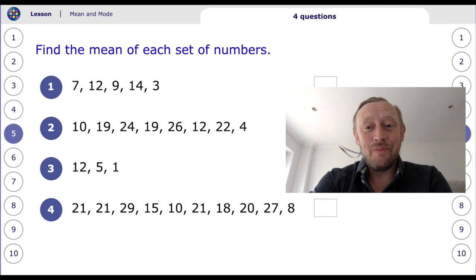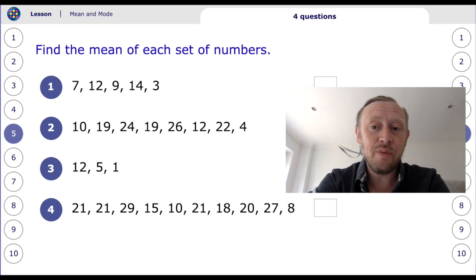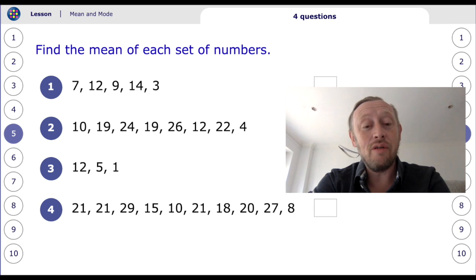So now it's your go. If you look at the screen here, you've got 4 questions. If you look at question 1, there's 5 numbers. Add up those 5 numbers, 7, 12, 9, 14 and 3, comes to whatever it happens to come to. And then divide them by 5 and that will get you the mean of those 5 numbers.